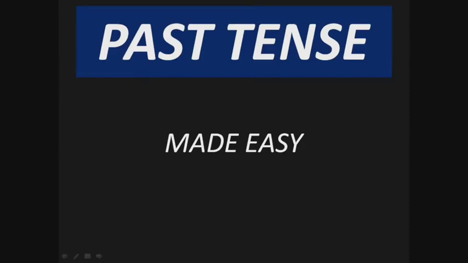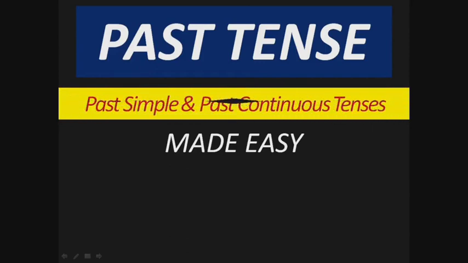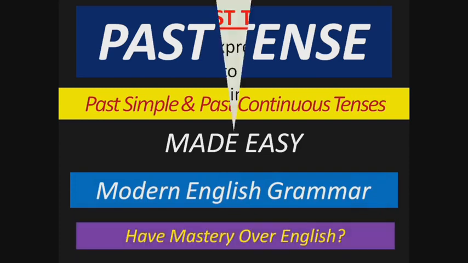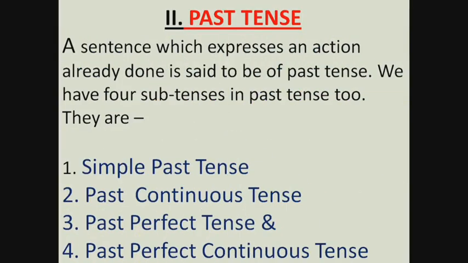Today, let us learn about simple past tense and past continuous tense, and also four types of sentences which we use in day-to-day life. A sentence which expresses an action already done is said to be of past tense. We have four subtenses in past tense too. They are simple past tense, past continuous tense, past perfect tense, and past perfect continuous tense.